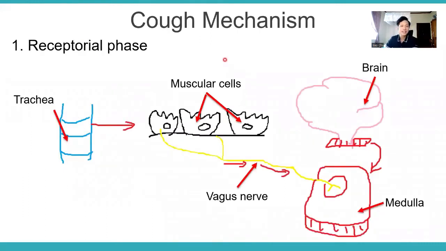The first topic is the cough mechanism. On the surface of the trachea, we have something called muscular cells, and those cells are like hairs, which can recognize strange proteins on the surface of bacteria, fungi, or viruses. After that, they transmit a signal through the vagus nerve to the medulla of the brain, and then the brain will trigger the cough mechanism. That's the first phase, the receptor phase.